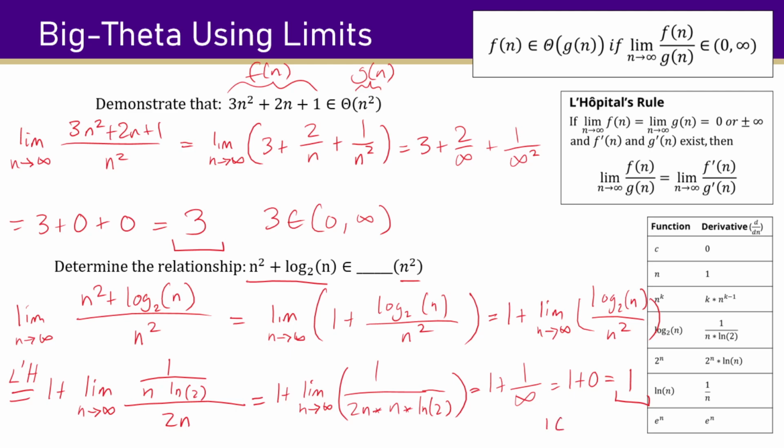And 1 is in the range of 0 to infinity, both exclusive, right? Which means that it is in big theta of n squared, which also means that it is in big O of n squared and big omega of n squared.